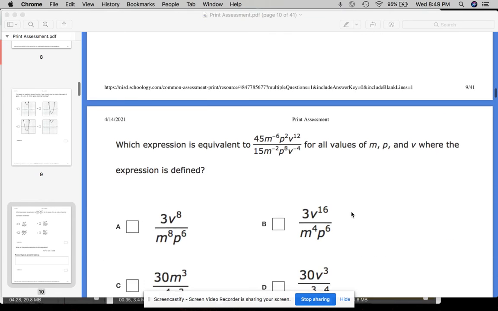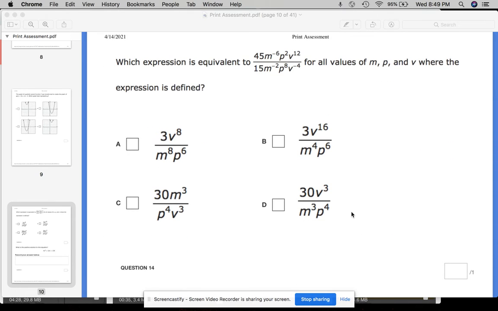Question 13. Which expression is equivalent to 45m^-6 p^2 v^12 over 15m^-2 p^8 v^-4 for all values of m, p, and v where the expression is defined?